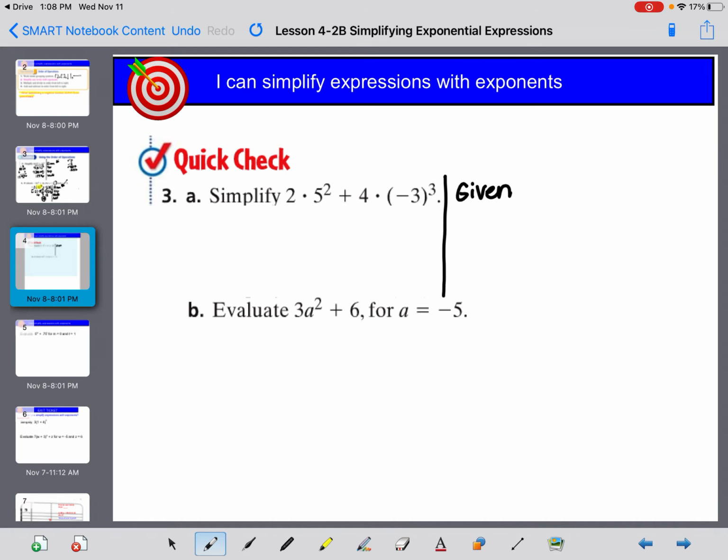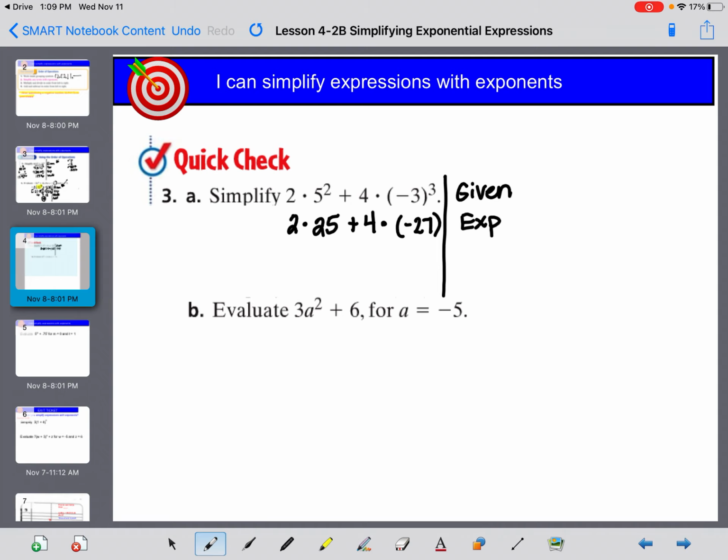All right, the first step is to solve any grouping symbols. I don't have any of those. The next step is to solve exponents. 2 times 5 squared is 25, not 10. 5 times 5. -3 to the third power is 3 times 3. -3 times -3 is positive 9. Positive 9 times -3 is -27. And I simplified my exponents.